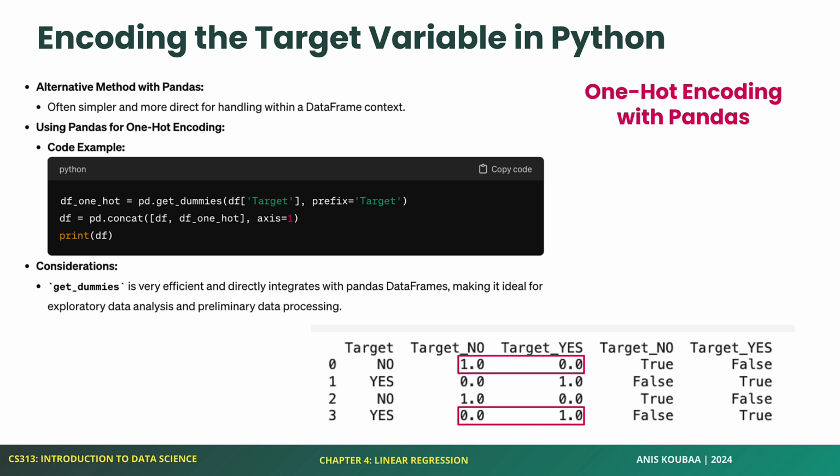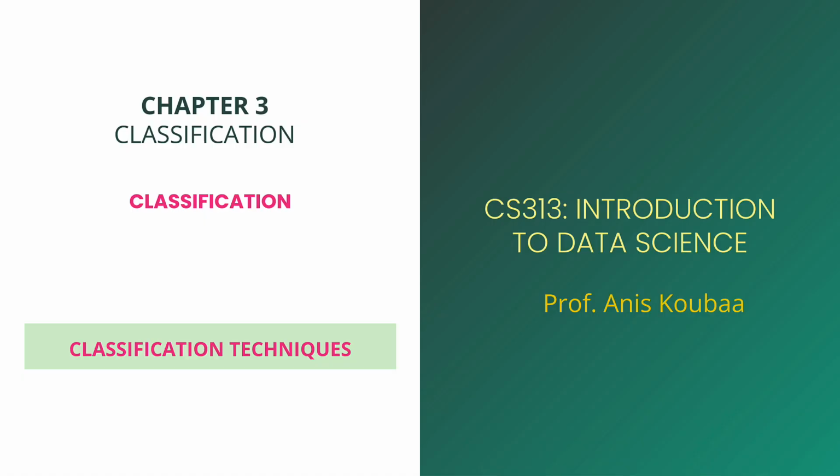So we can also do one-hot encoding with pandas, and here we can use get_dummies, and you provide the df of the target values. This is very efficient and directly integrates with pandas data frames, which makes it ideal for exploratory data analysis and preliminary data processing. So these are the different ways to do that in Python to convert your data into vectors. This is always important before starting to train: you need to pre-process your data, and I will do an example by the end of the lecture.